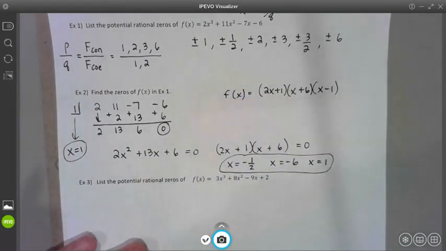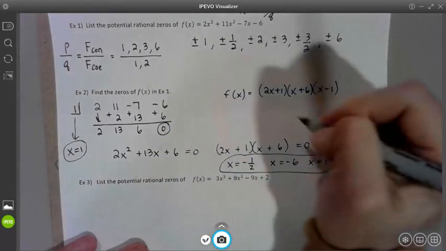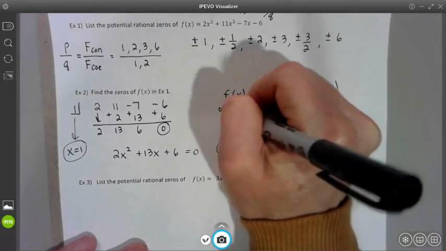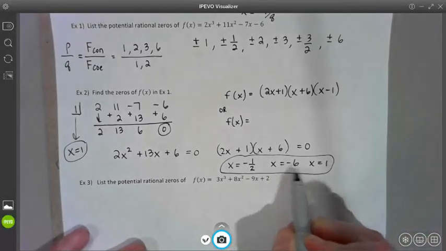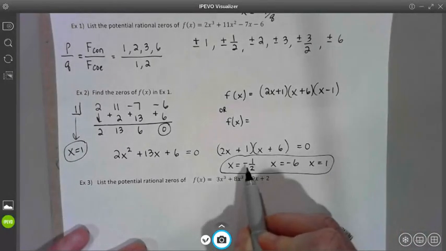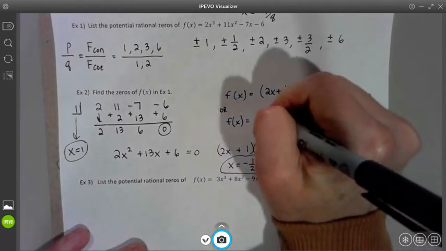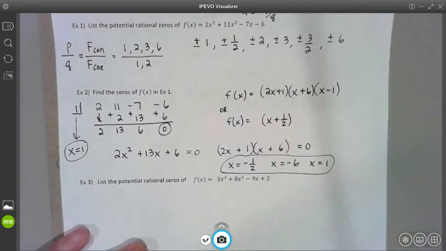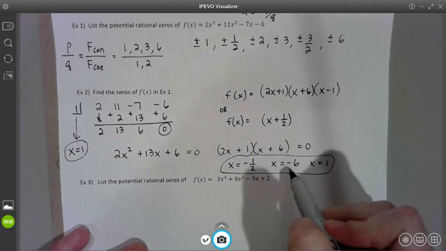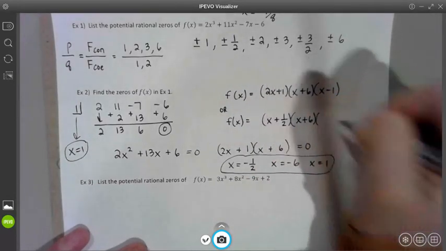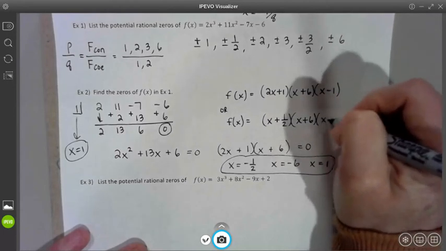All right, now another thing your book allows you to do, when you go to write the factors in factored form, you could say f of x equals, you are allowed to take each one of these zeros and write them as linear factors like this. So if x equaled negative 1/2, then you could say x plus 1/2 was a factor. Even though we usually don't see it like that, you are allowed to write it like that. And then x equals negative 6 is x plus 6, and x equals 1 would be your x minus 1.